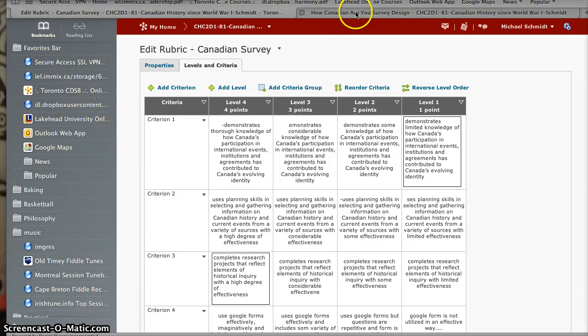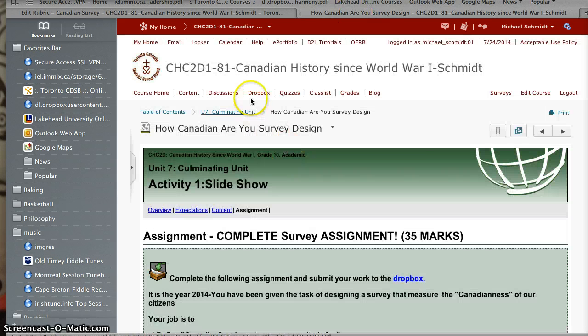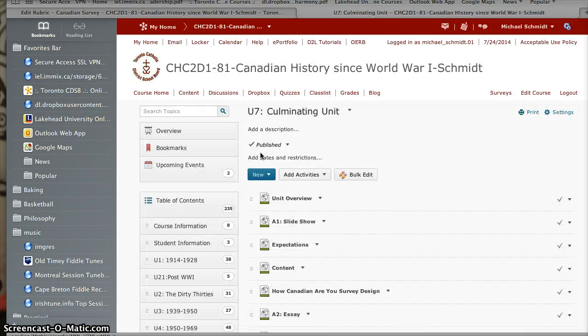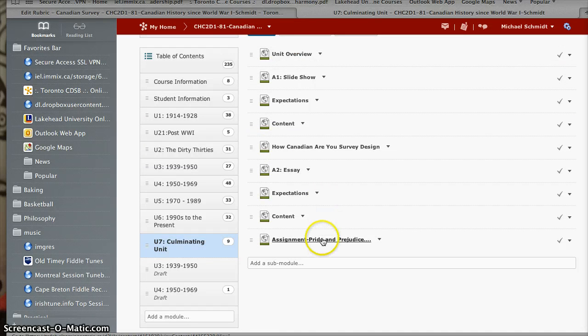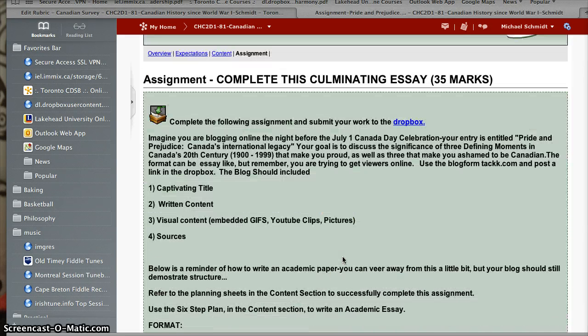So let's take another quick look at the other one. Again, same type of idea. It's almost a traditional project. It's almost a traditional essay, but it's not quite an essay. Complete the following. Imagine you were blogging online before the July 1st Canada Day celebration. Your entry is titled Pride and Prejudice, Canada's International Legacy. Your goal is to discuss the significance of 3 defining moments in Canada's 20th century that make you proud, as well as 3 that make you ashamed to be Canadian.